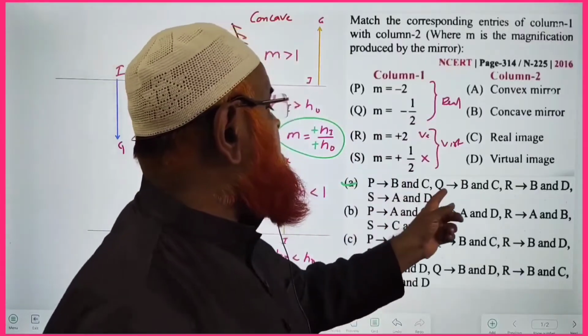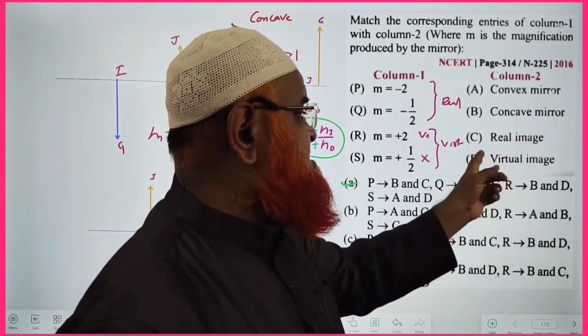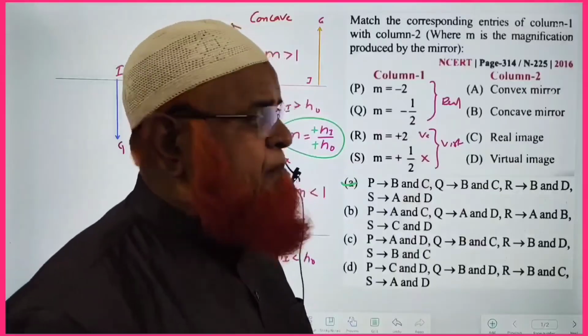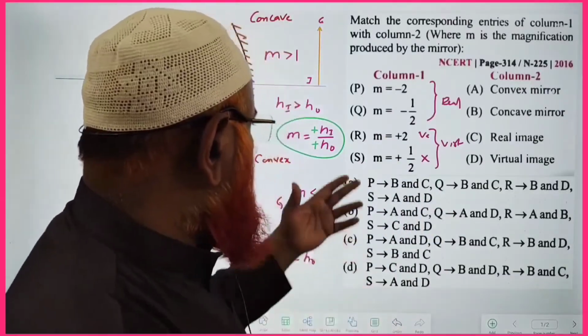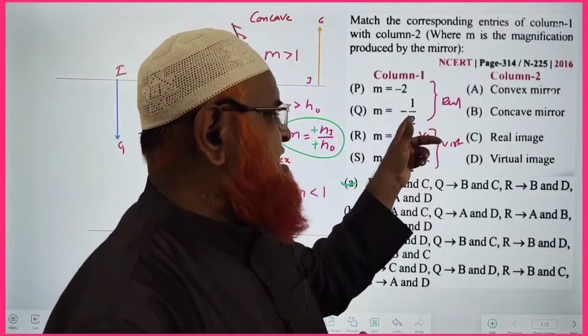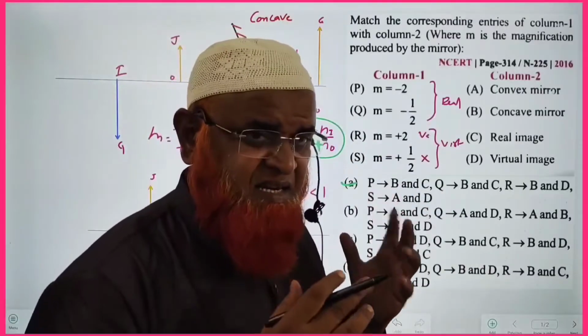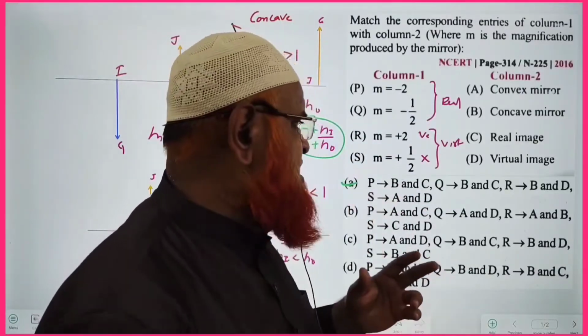Q means what am I going to get now? B. B means concave mirror. C means it's going to be a real image, but the image size is lesser than the object size. When the image size is lesser than the object size, you'll get less than 1, I said. These two logics are very useful to understand.